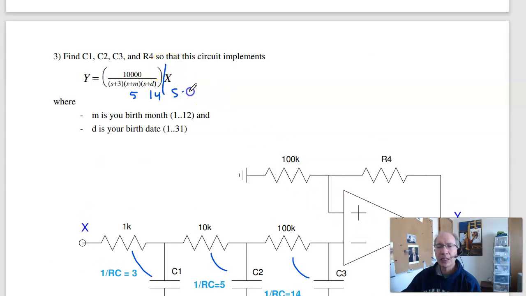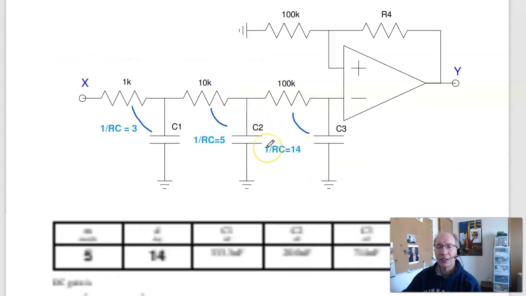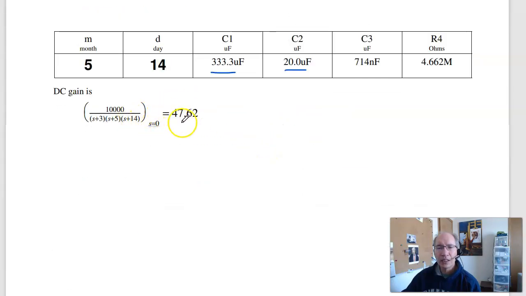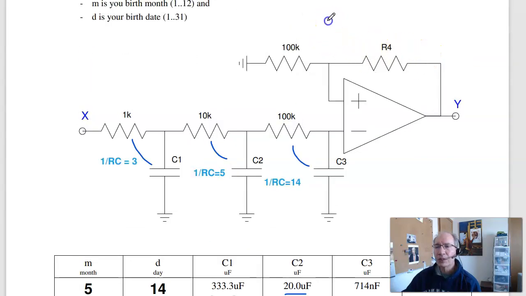To find R4, find the DC gain. Plug in S equals 0. That's what the DC gain should be. DC gain should be 47.62. So pick the resistor so that 1 plus R4 over 100K is 47.62. So R4 is 4.6 megaohms.